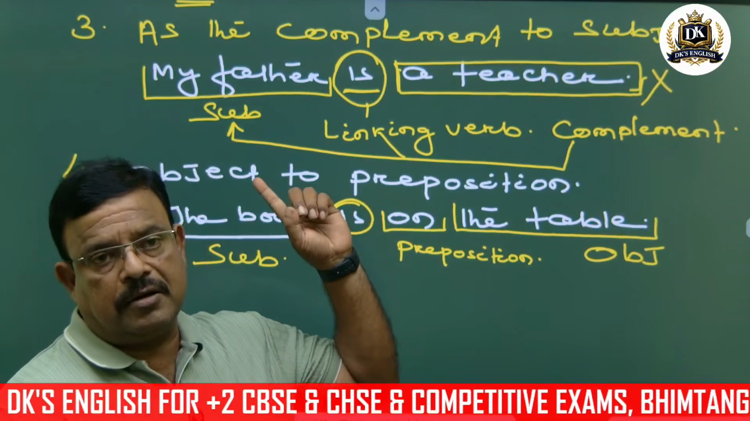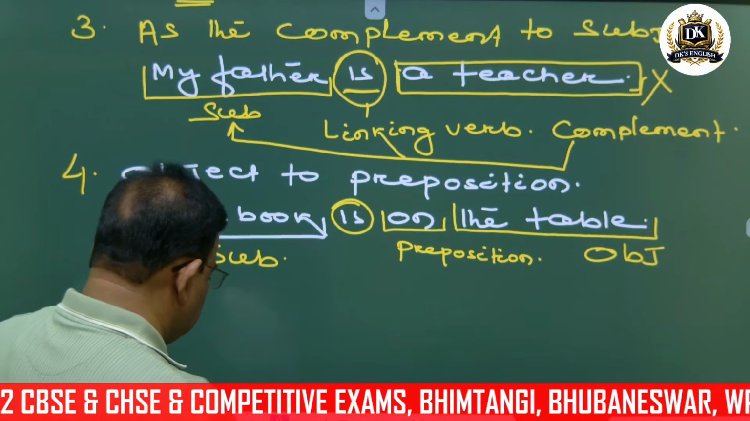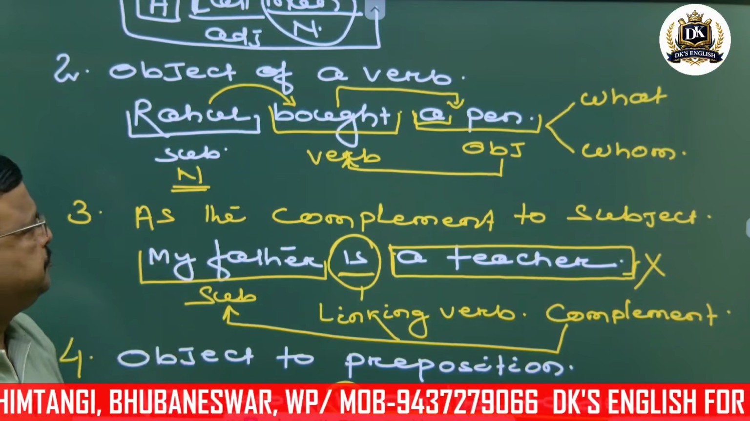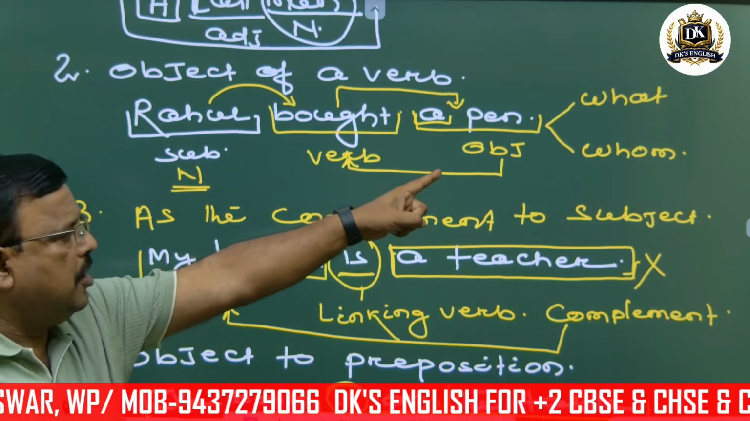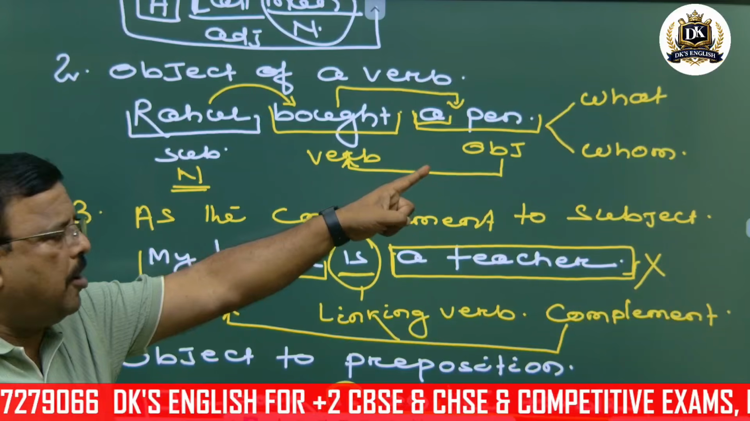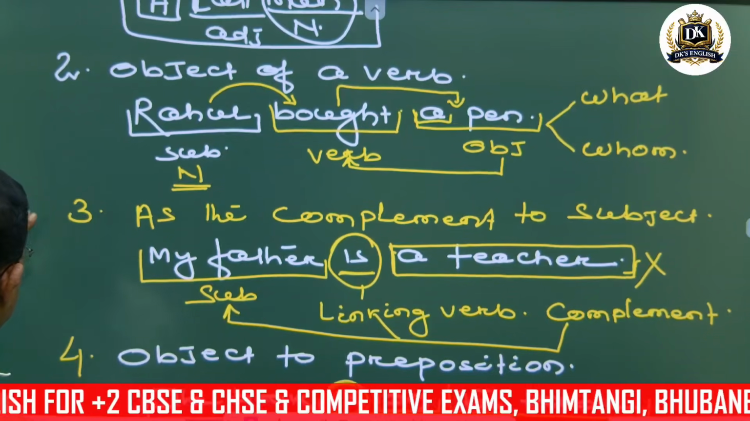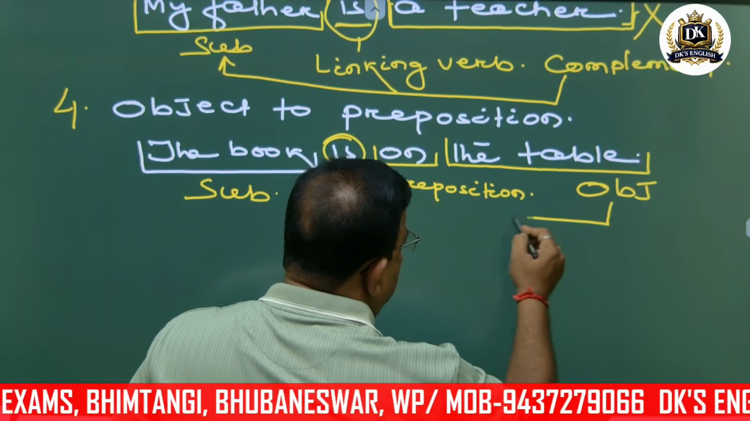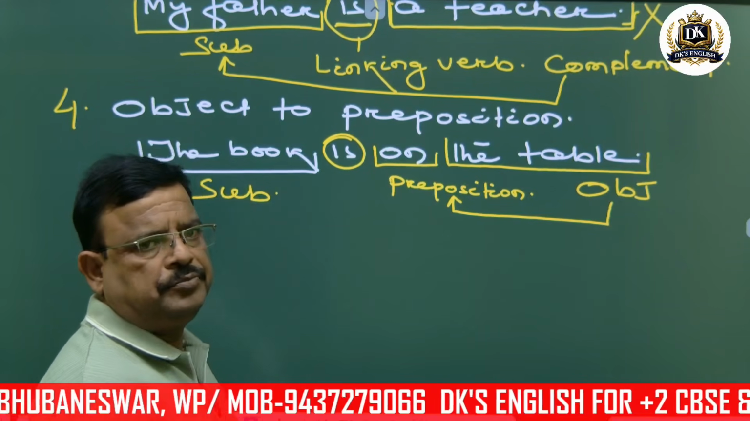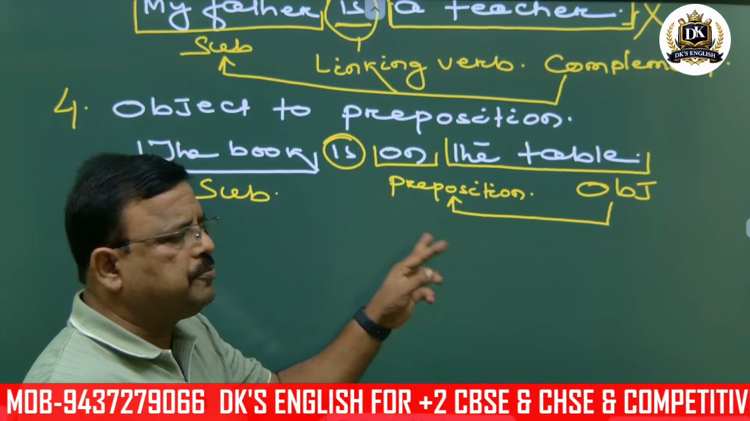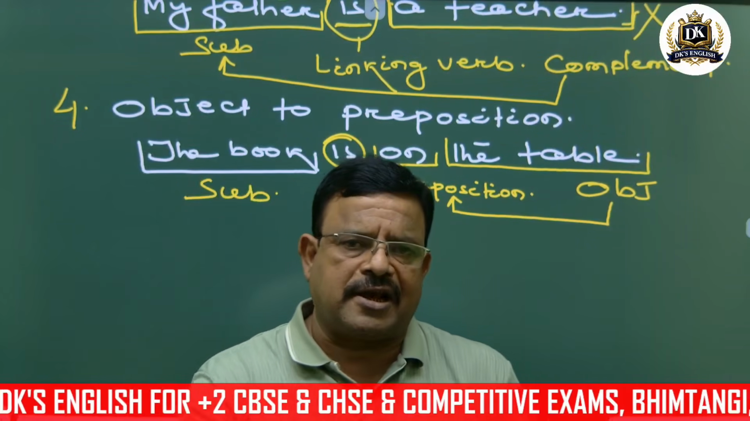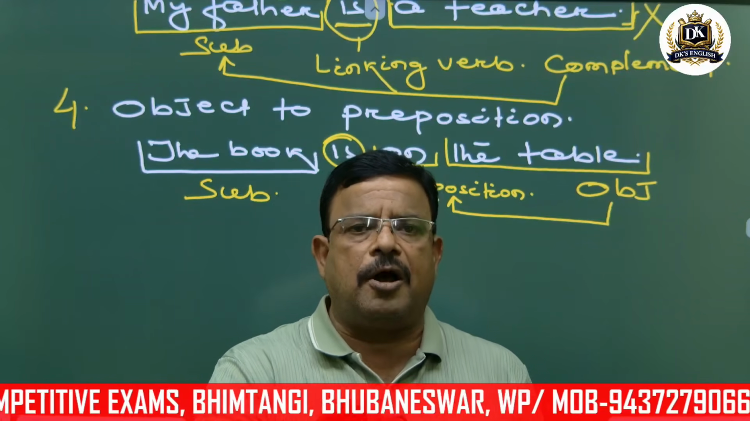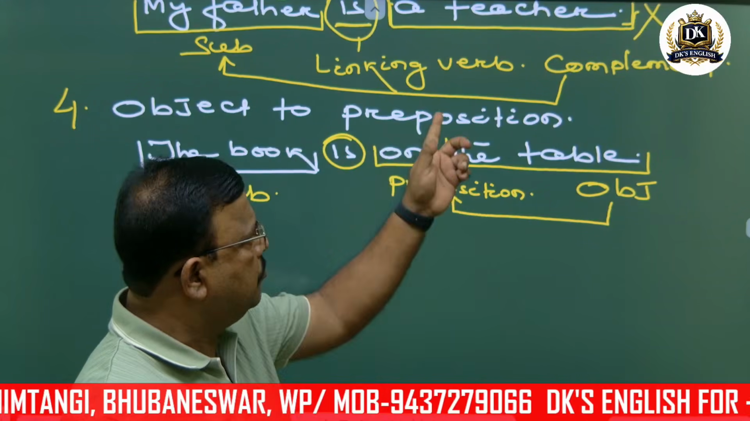So in the second point I told you, just mark here, in the second point, object of a verb. Rahul bought a pen. Here the object, a pen, is the object to the verb. But in this case, the book is on the table. Here the table is also an object, but here it is the object to the preposition. So students, an object comes in two cases in a sentence, either object to verb or object to preposition. So now we know those two.